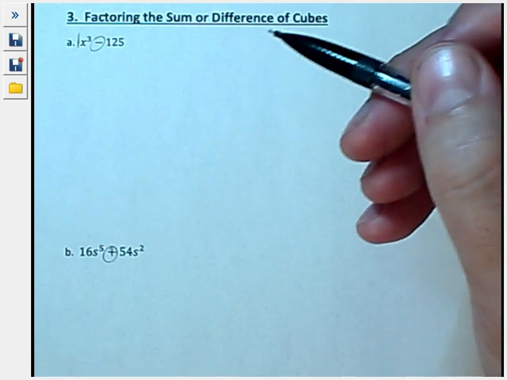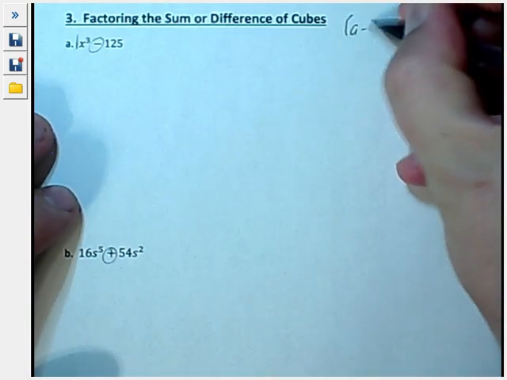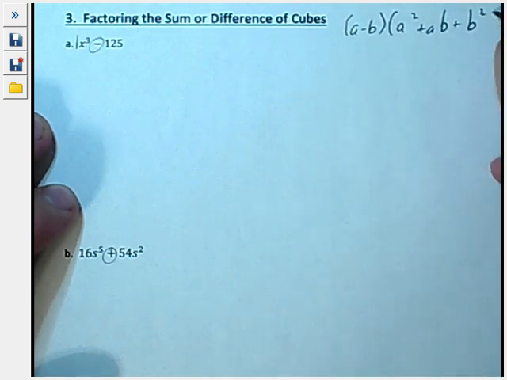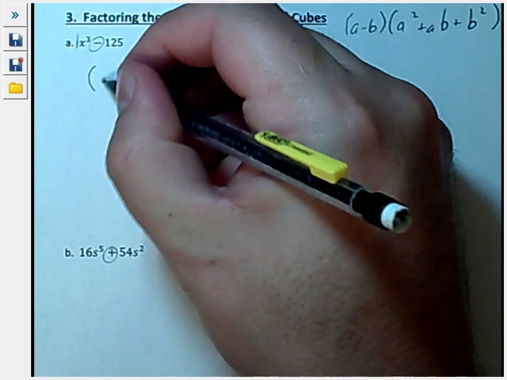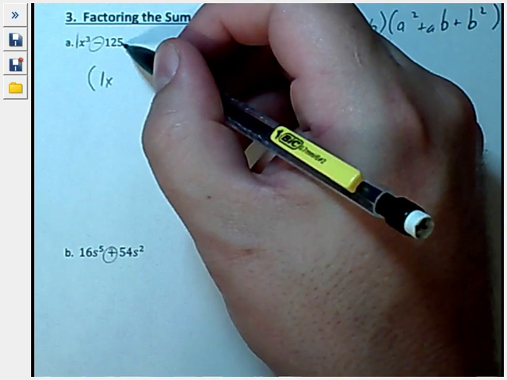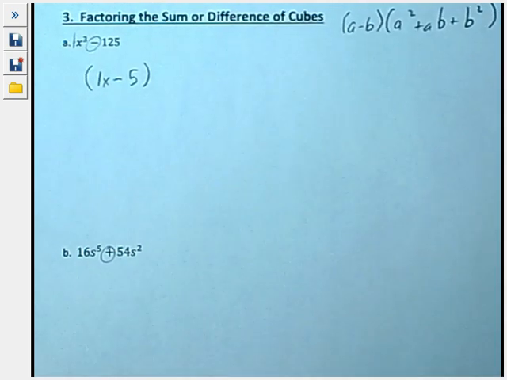And there are specific forms that we use for these. That's for this one right here, which is the difference of cubes. What we do is make two sets of parentheses, and we put the cube root of each term in the first one and keep the sign. So in our first set of parentheses, we take the cube root of 1x, which is 1x, and the cube root of 125, which is 5, and we keep the sign. That's that right there.